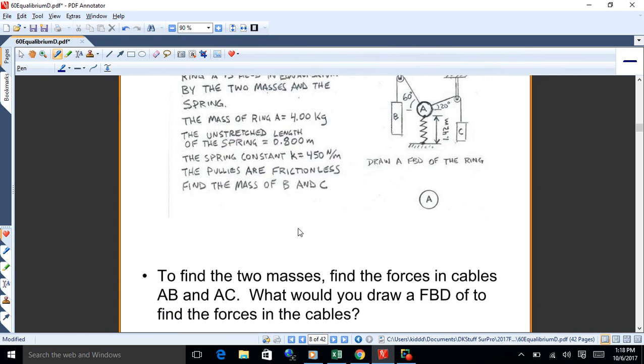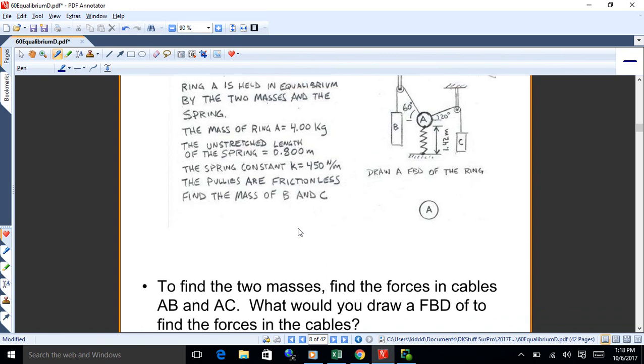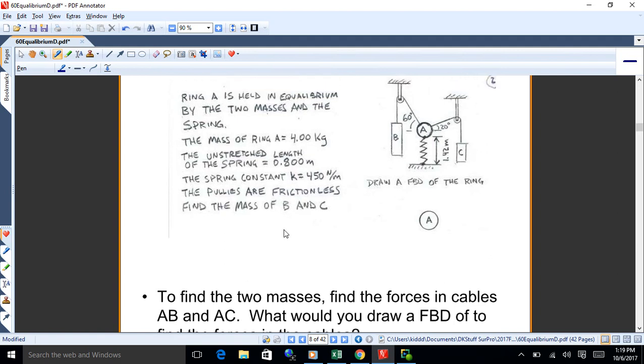Okay. So what we're going to do is we're going to find the force in the cables that holds this thing in equilibrium, and from that we'll work our way to what those masses have to be. So what are you going to draw a free body diagram of to find the forces in the cable? A. Okay, yeah, why are you going to do A, the ring? Because that's getting acted on by both the weights that we care about and by a force that we can easily figure out.